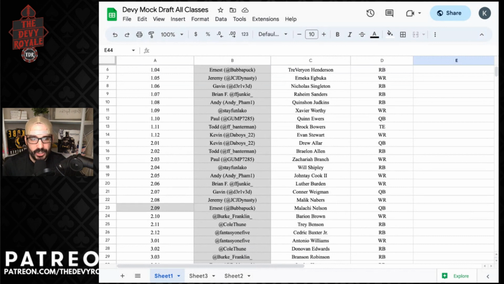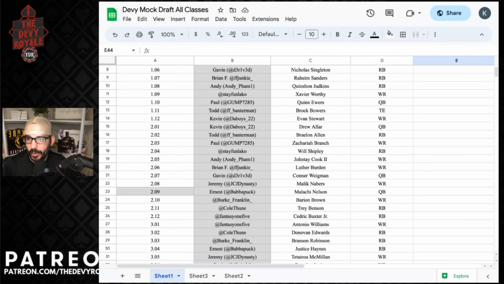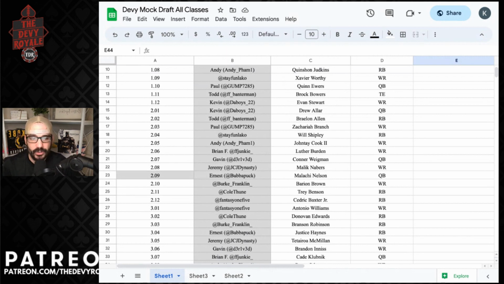The quarterback position, again, see Quinn Ewers right there is going in the first round. I worry about Quinn. If you believe in Quinn being QB3, that's not a bad pick. But if you take Quinn there, you're missing out on Brock, Evan Stewart, Braylon Allen, maybe Zachariah Branch, freshman from USC. So you have to be very cognizant that if you take a quarterback early, you're going to miss on some of those position players, so they have to hit to get your value back. And then you just keep going through.